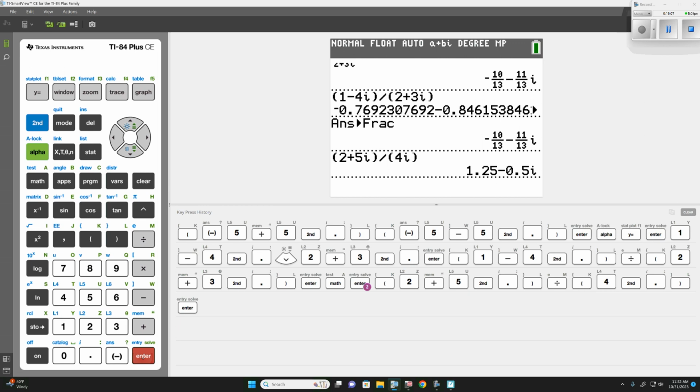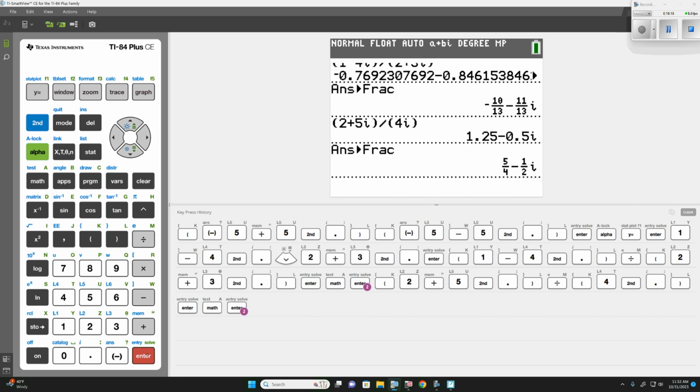Now, we will want all these in fractional form, not decimal form. And to convert back to a fraction, we're going to do math, enter, enter. So it is.